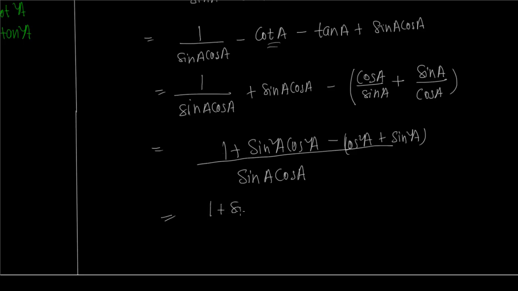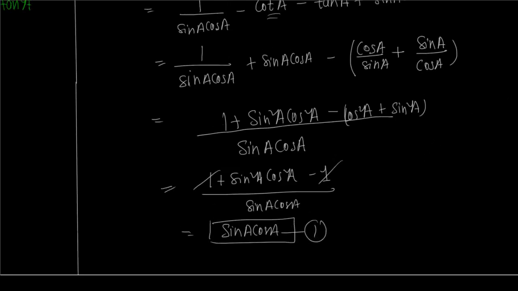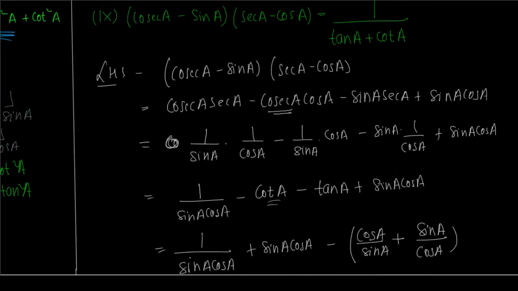So this is 1 plus sin square A cos square A minus 1 by sin A cos A. And that is simple. This 1 and 1 gets cancelled. You can get sin square A cos square A by sin A cos A, which is nothing but sin A cos A. Now this is the simplified version of LHS, equation 1. Clear? So simplified version of LHS is sin A cos A.